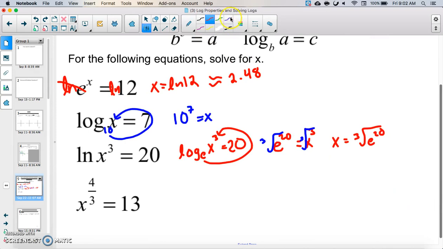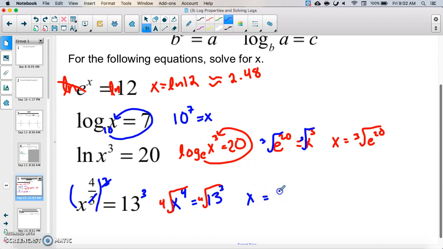The final problem of this warm-up section, we've got x to the 4/3 equals 13. So to get rid of the denominator, because I don't like fractions too much, I'm just going to raise this to the 3rd power, and do the same thing on the right side. So that makes my 3's simplify. So I'm left with x to the 4th power equals 13 cubed. And then to get rid of that 4th power, I could just take the 4th root of both sides. So we're left with x equals the 4th root of 13 cubed. And once again, you could type it into your calculator, or if it was on a non-calculator section, you could leave it like that.